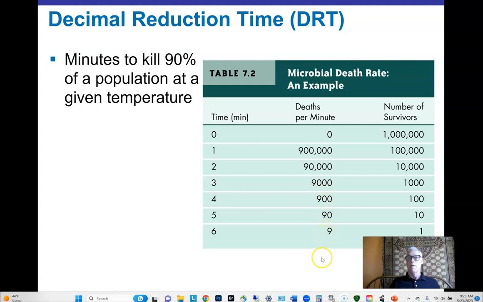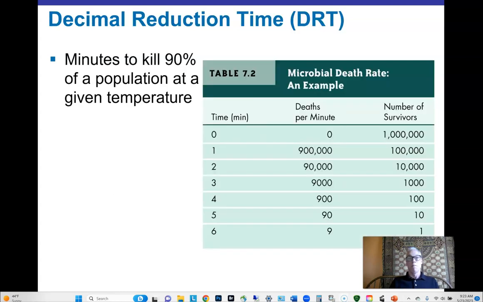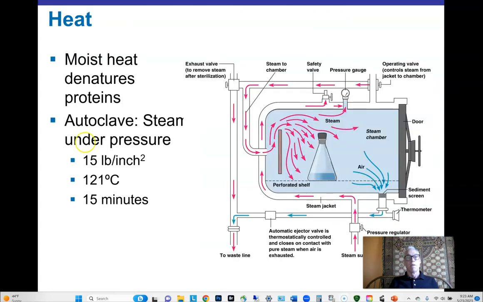And we can keep on reducing the number of live remaining bacteria very effectively using this decimal reduction time at a given heat. If the time is much longer, at a particular temperature it might take much longer than 1 minute to kill 90%. That would be the decimal reduction time.